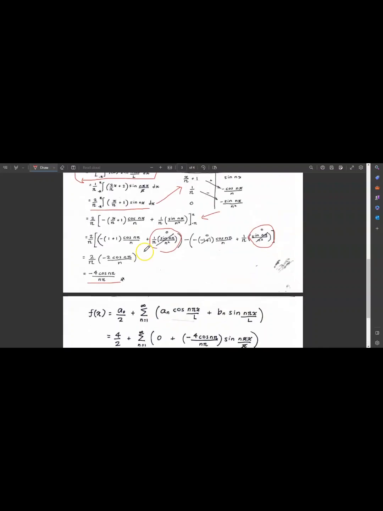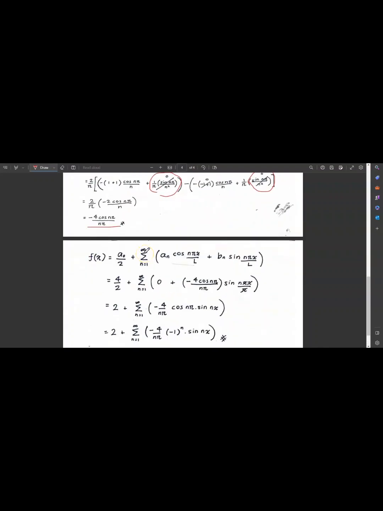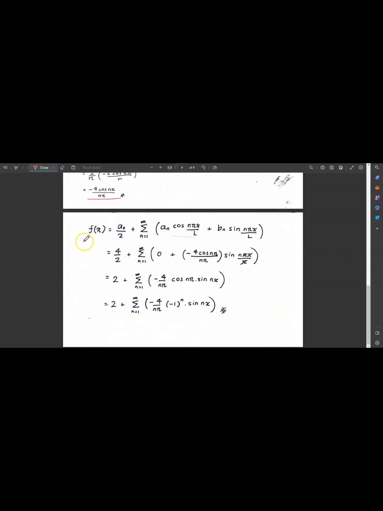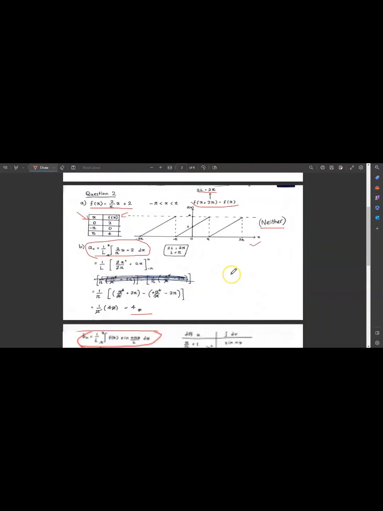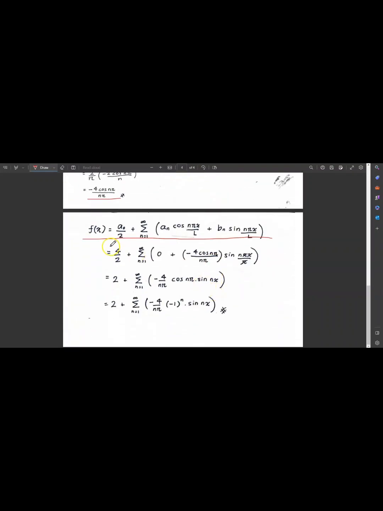Now that we get the value of a naught and bn, we can put it in this formula for the Fourier series. And since this is the neither graph, we need to use the full range formula to get the final answer for the Fourier series. And this is the final answer.